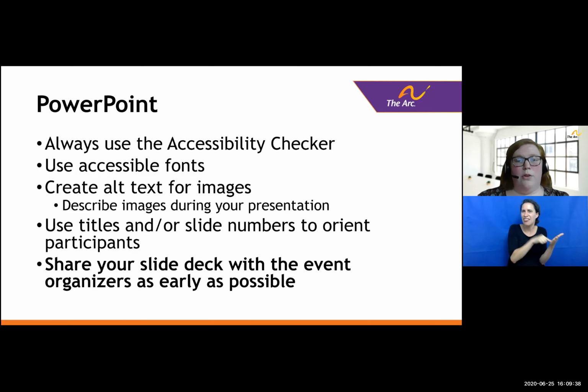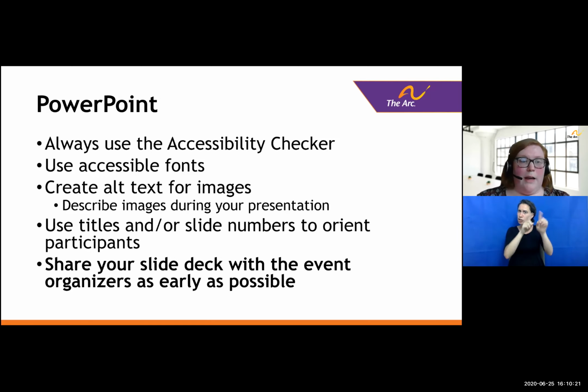It's always important to use accessible fonts. Think about both the size of your fonts as well as whether the font is easy to read. In general, for PowerPoints, the minimum font size is 28. For any images or visuals in your presentation, you're going to want to add alt text. Right-click on the image and select Edit Alt Text to provide a brief description of what the image is, so those who cannot see the image will know what the image is about. You can also describe images during your actual presentation.